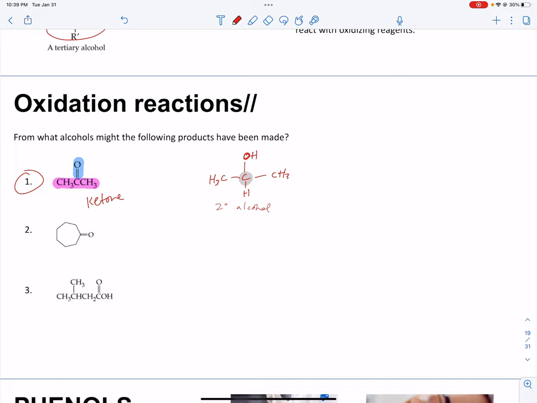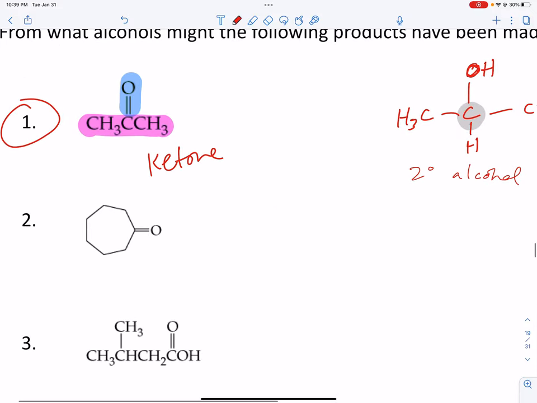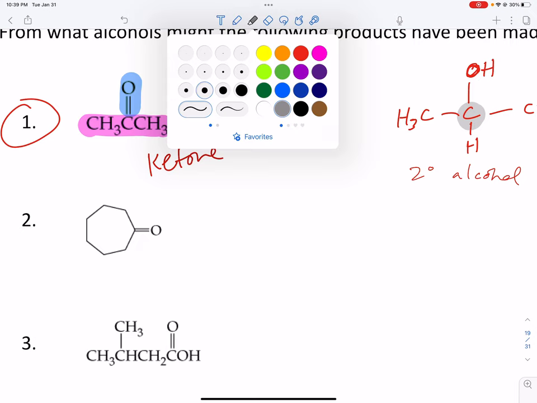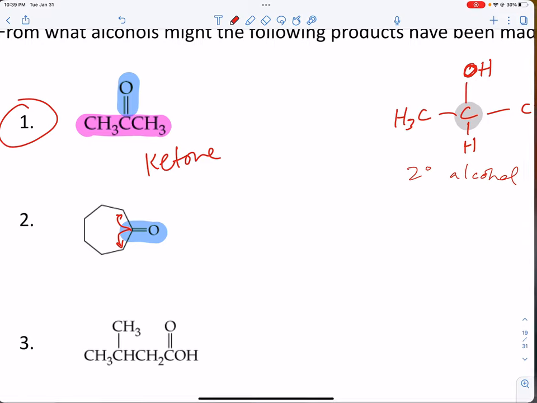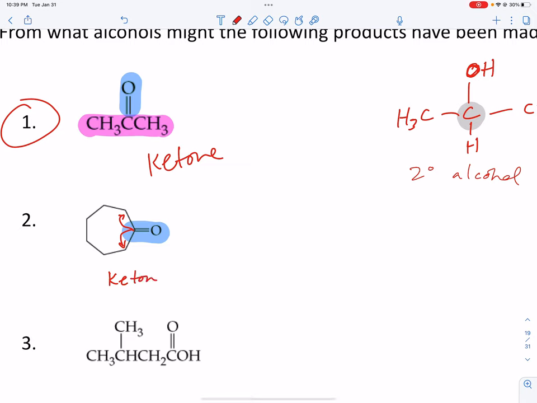Okay, let's do number 2. If you're looking at number 2, here's the functional group. There's a carbon-oxygen bond there, and this carbon is bonded to a carbon there and a carbon there. And that's all 4 bonds. Nothing else missing on that carbon. So this is definitely a ketone as well, which means the type of alcohol that produced it was also a secondary alcohol.